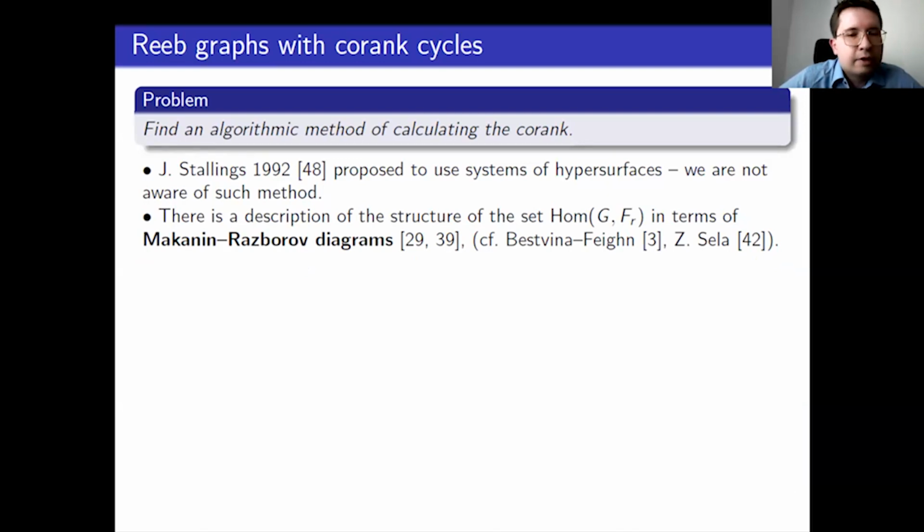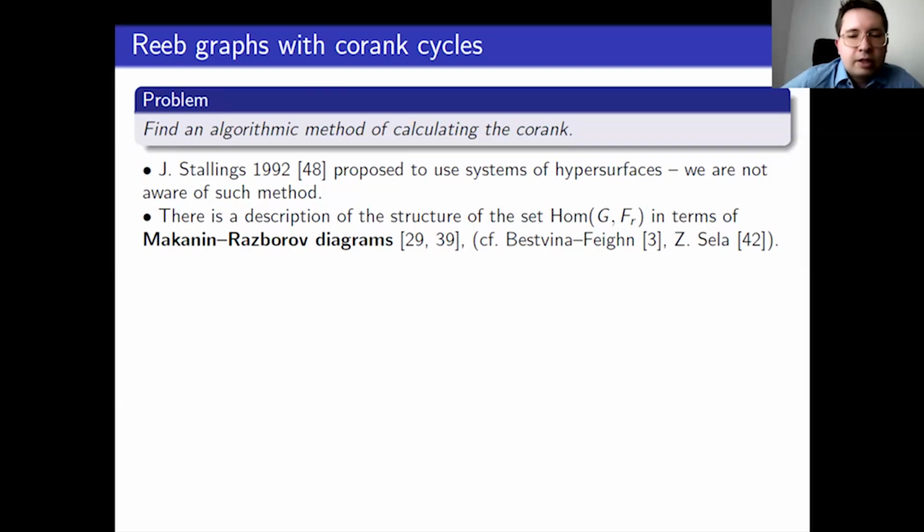And in fact, the problem of calculating the number of degree 2 vertices in Reeb graphs is related to the other problem of finding an algorithmic method of calculating the corank. It was proposed by many authors because this problem is related to solving equations in free groups. For example, Stallings proposed to use systems of hypersurfaces, so systems of codimension 1 submanifolds with trivial normal bundles, but we don't know of such a method.